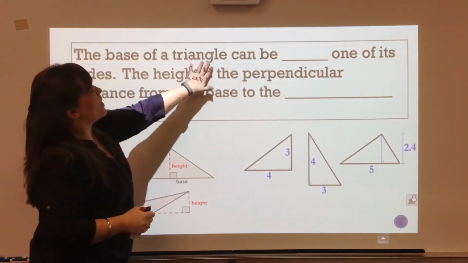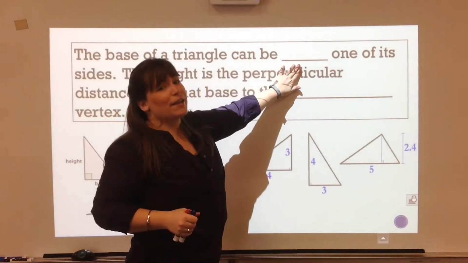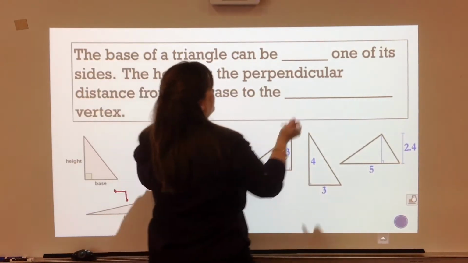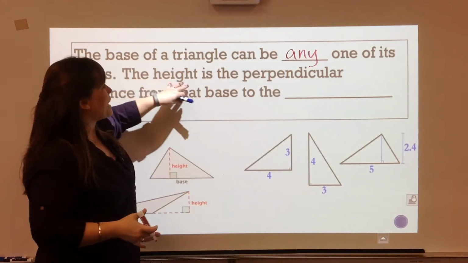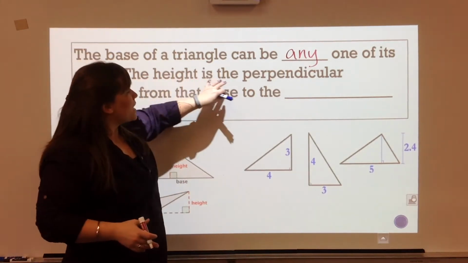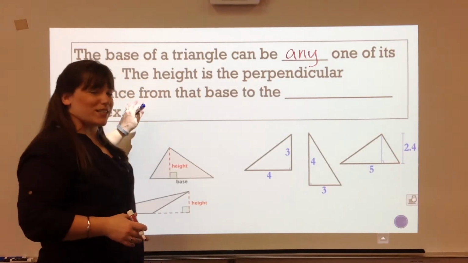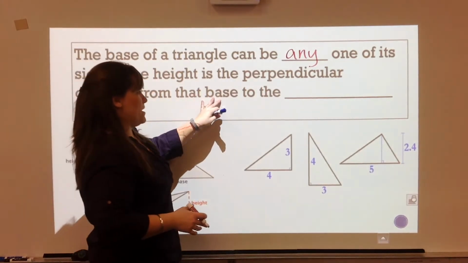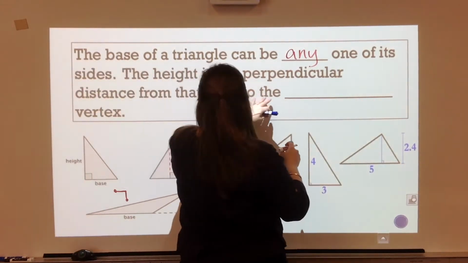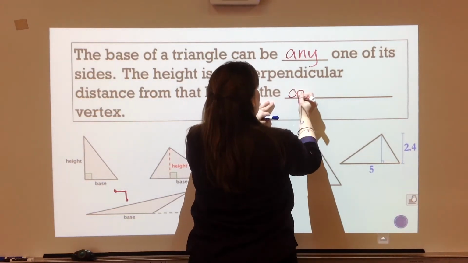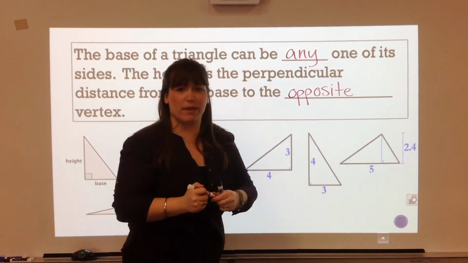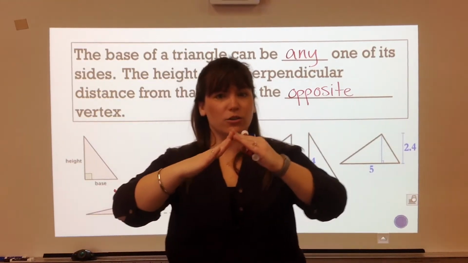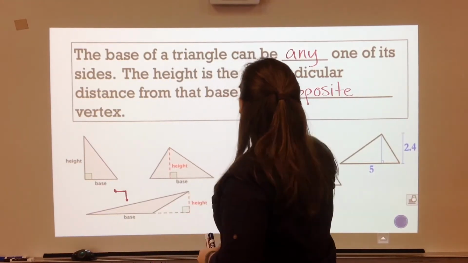The base of a triangle can really be any of its sides. The clincher in which one is the base is looking at that height. The height is a perpendicular distance from that base, whichever one it is, to the opposite vertex. Now, what is a vertex? If you're not sure, go back to your vocabulary sheet. It's where 2 lines meet.